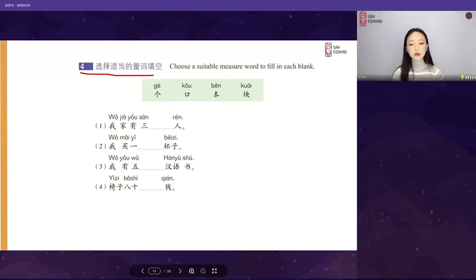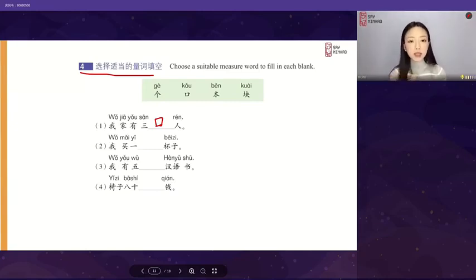Okay, time's up. Now let's see. First one, 我家有三什么人。我家有 means there are three people in our family. So about the family, we will use the 口, right? We will use 口 for the family members.